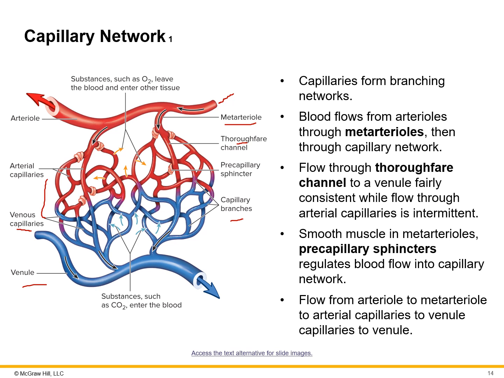There's also what's called the precapillary sphincter, so you can see, let me change my color actually, so that you can see them. Some of these sphincters, there's one here, here's another one that's being shown. But these precapillary sphincters are going to help control or regulate the blood flow into that network. Because in the thoroughfare channel, that's to the venule, that's a fairly consistent flow. However, in the arterial capillaries, it's a little bit more intermittent flow through there.